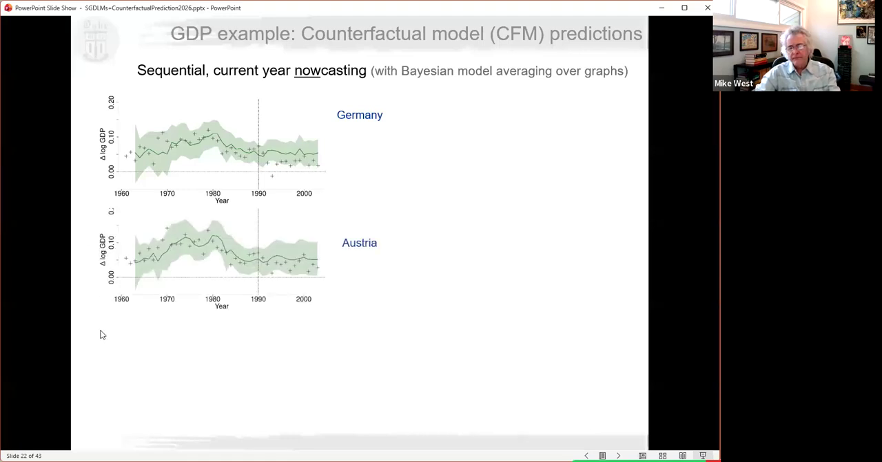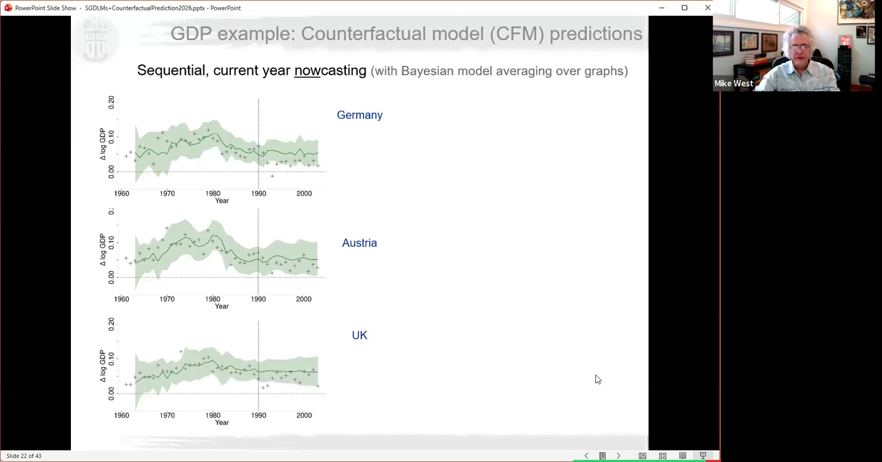Austria is probably the most impacted of the other 13 treated series. And you see it's down too, although perhaps not quite as bad as Germany, and the UK too. And these are just three examples drawn to illustrate the counterfactual forecasting. The UK sort of comes back, but over the years, you see a sort of systematic over-forecast under the counterfactual.